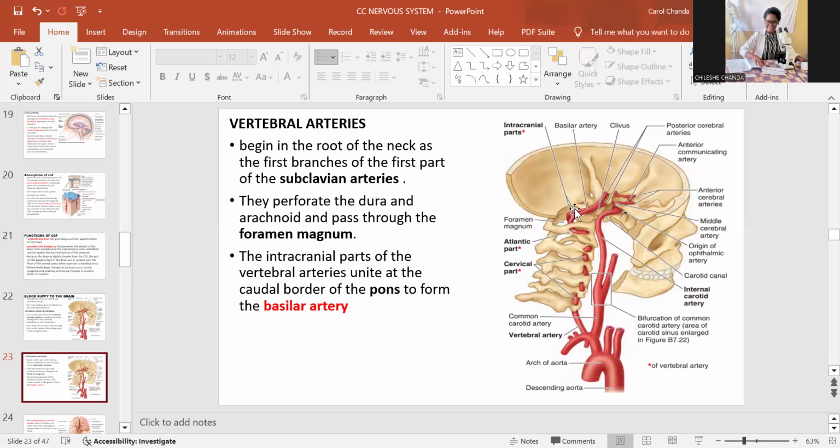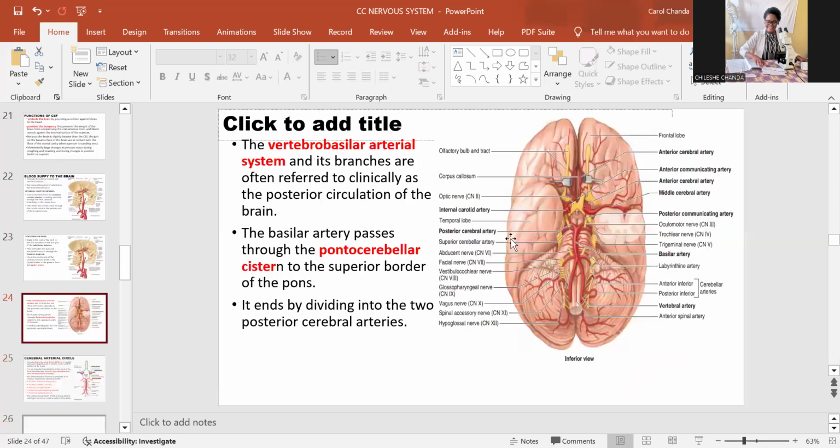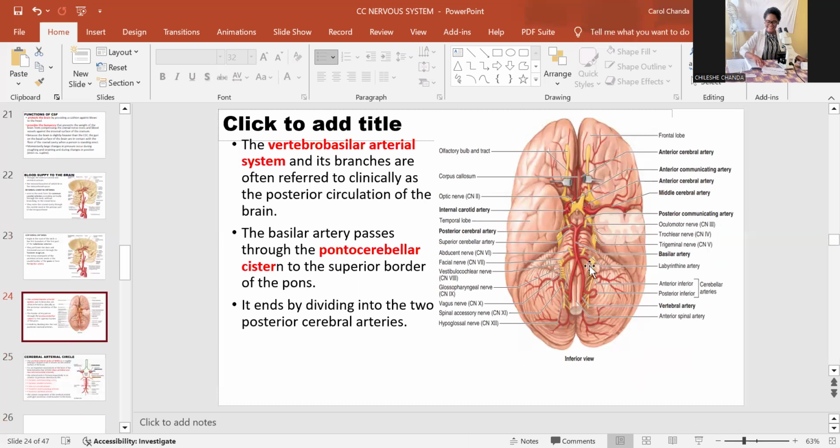The foramen magnum is a very big opening in the occipital bone through which the spinal cord leaves the cranial cavity. So this is the foramen they will use to enter the cranial cavity. The intracranial parts of the vertebral arteries unite at the border of the pons to form the basilar artery.